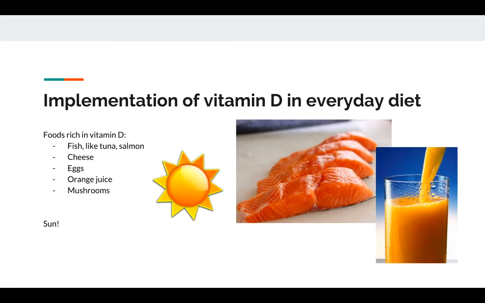Foods rich in vitamin D are fish like tuna, salmon, cheese, eggs, orange juice, mushrooms, etc. Finally, spending more time in the sun is the best way to get vitamin D.